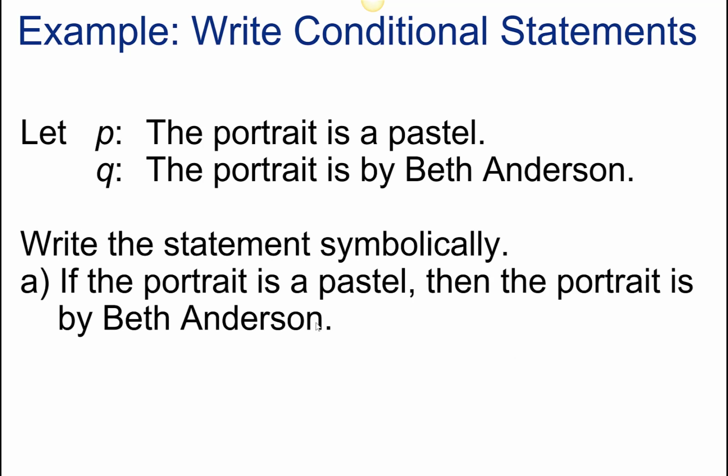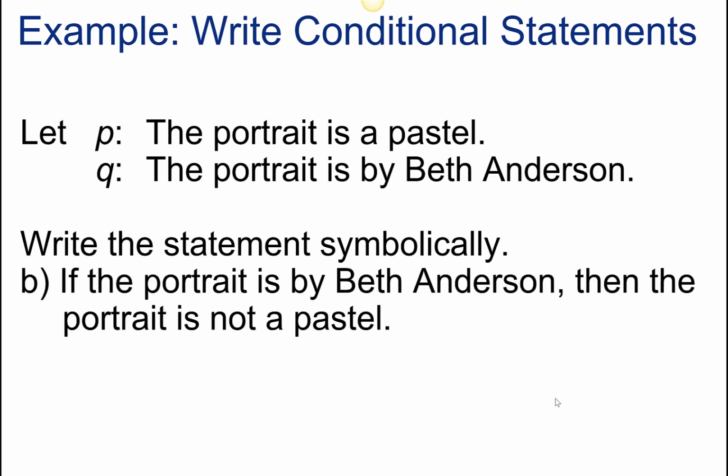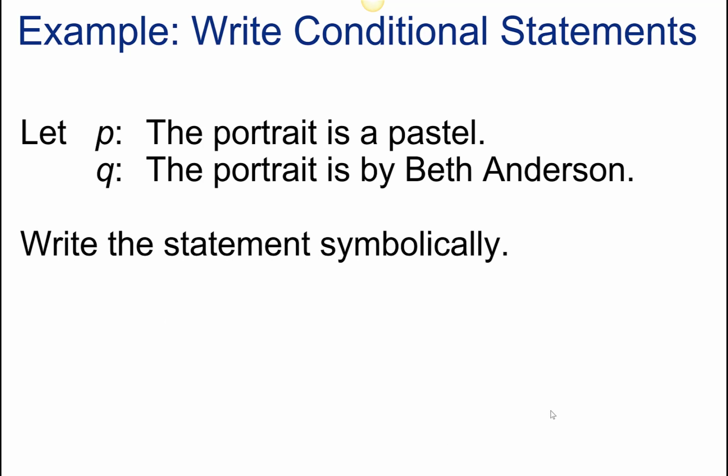And we want to write this compound statement symbolically with these two simple statements. The portrait is a pastel is P, the portrait is by Beth Anderson is Q. So if the portrait is a pastel, which is P, then the portrait is by Beth Anderson. So that's simply going to be P, arrow, Q. Try this one. If the portrait is by Beth Anderson, then the portrait is not a pastel. So we see the second simple statement is negated. So this is going to be Q, arrow, not P.